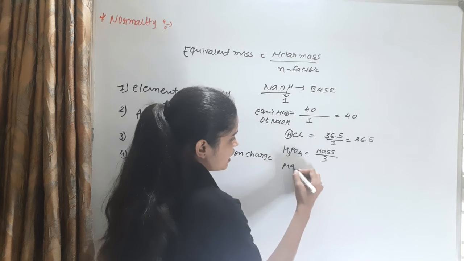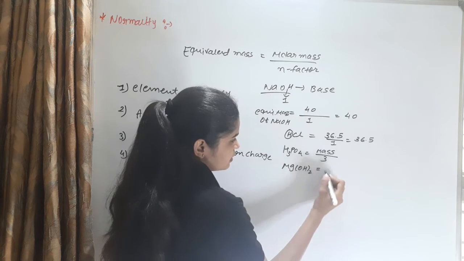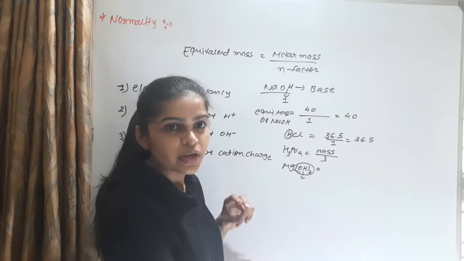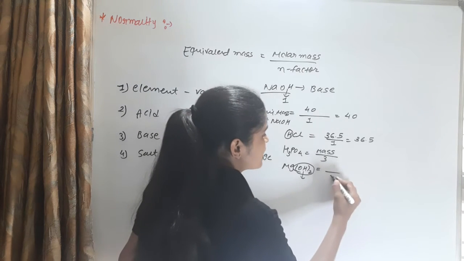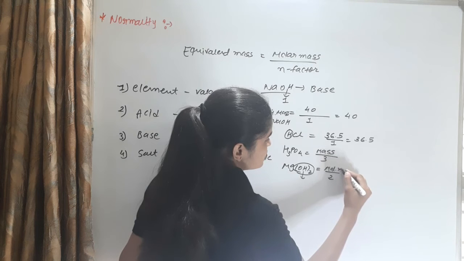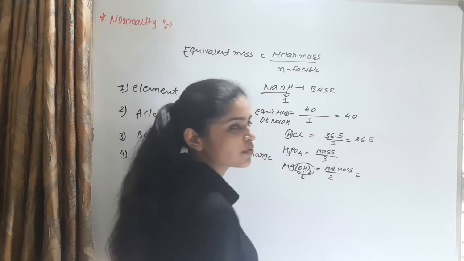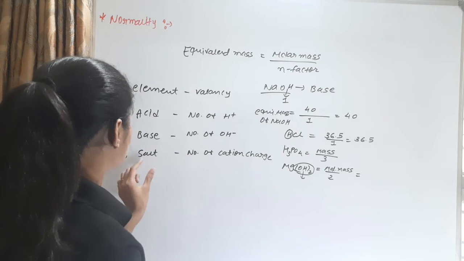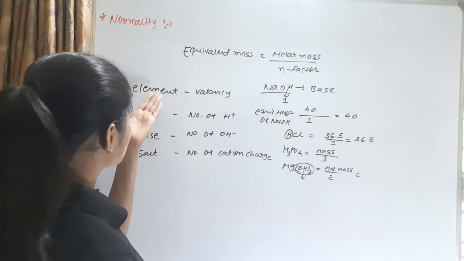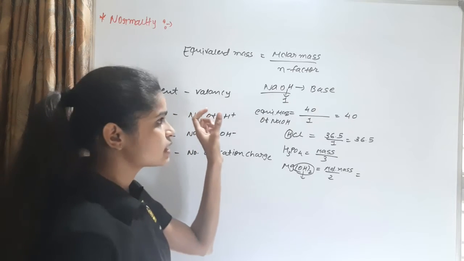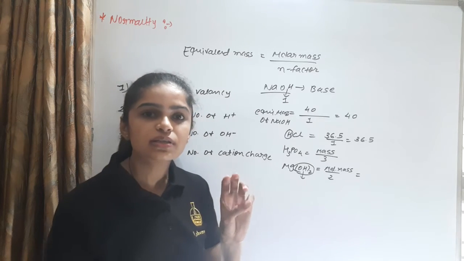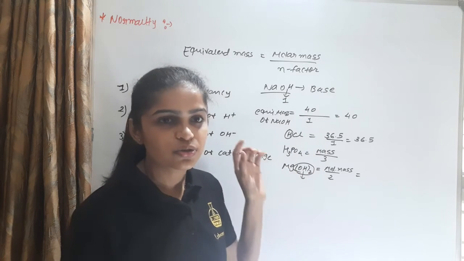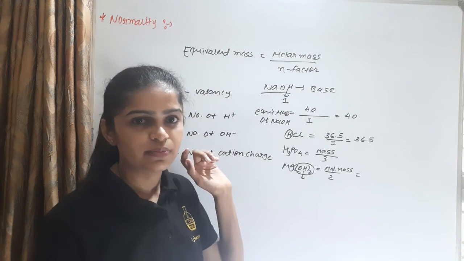Then next is Mg(OH)2. This is a base and its OH minus is 2, so its n factor is 2. Its molecular mass divided by 2 gives the equivalent mass. Then for an element, for example nitrogen, nitrogen has valency 3. So the nitrogen molecular mass divided by 3 gives the equivalent mass of the element.